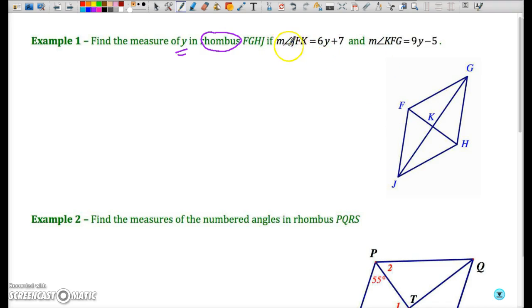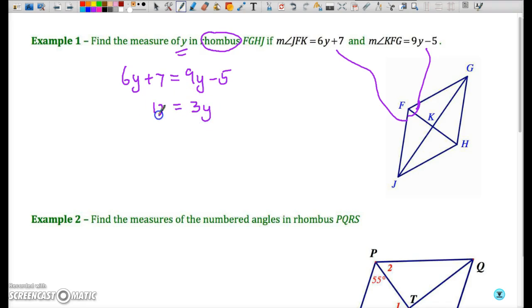We are given the measure of angle JFK. That angle over there is 6y plus 7. We are given the measure of angle KFG, over there, is 9y minus 5. According to the theorem before, we have 6y plus 7 is equal to 9y minus 5, and that is because the diagonal of a rhombus bisects the vertex angle. And so what we're going to do is go ahead here and solve.